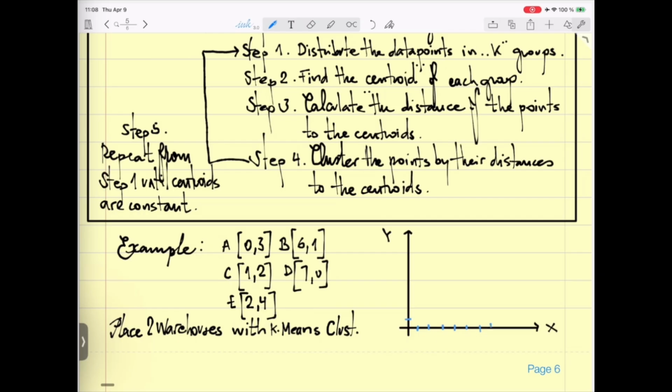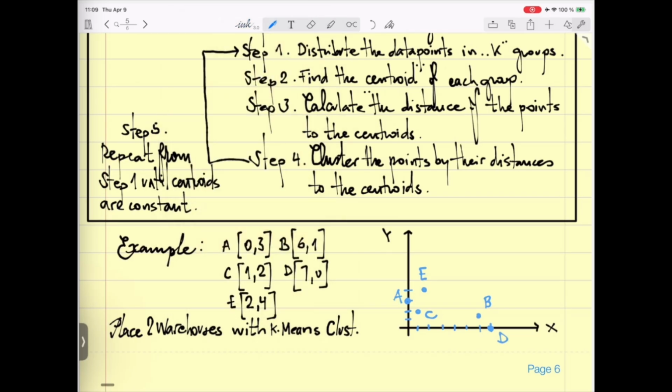So this was D, right? And this is B. And then we have A around here. Then we have our fellow C here. And E is 2, 4. So E is here, like that.